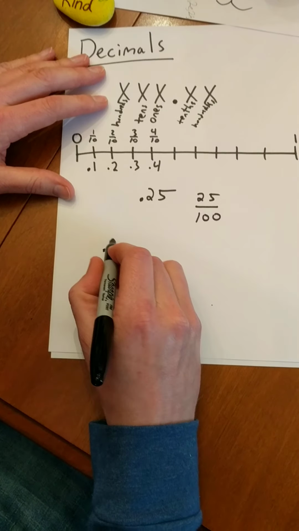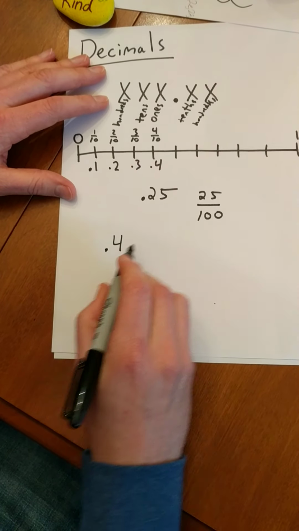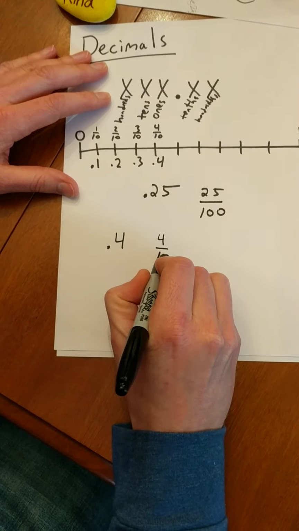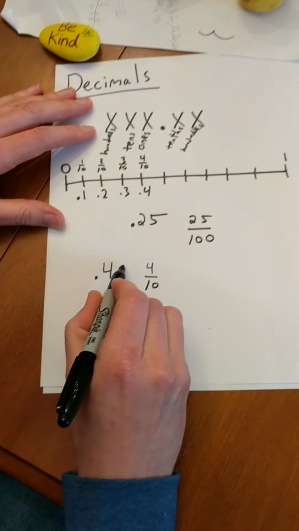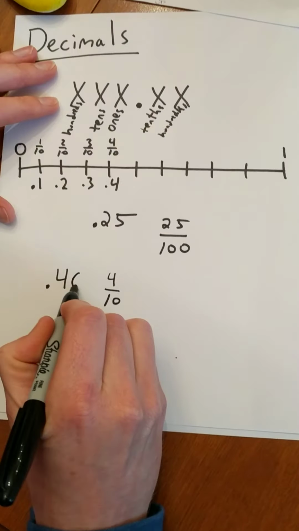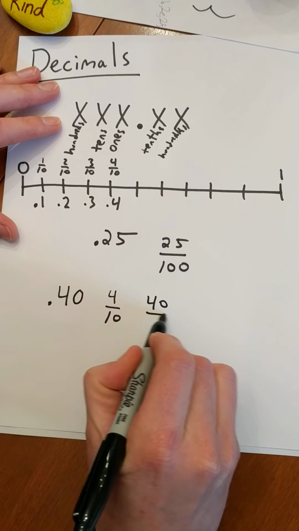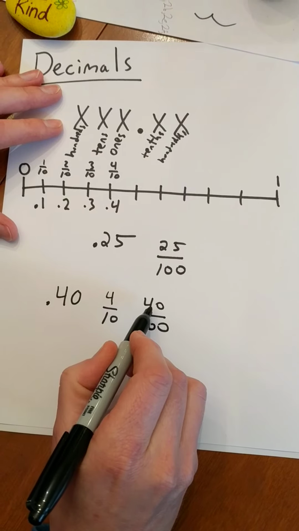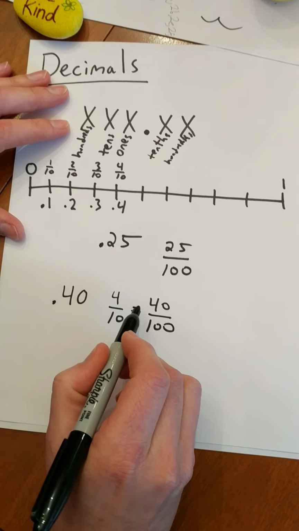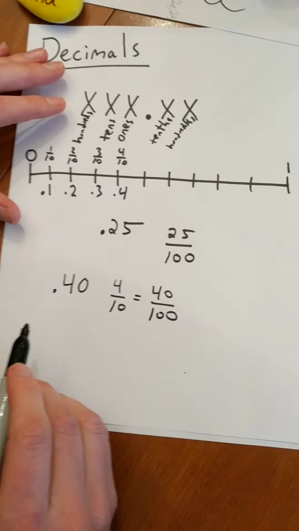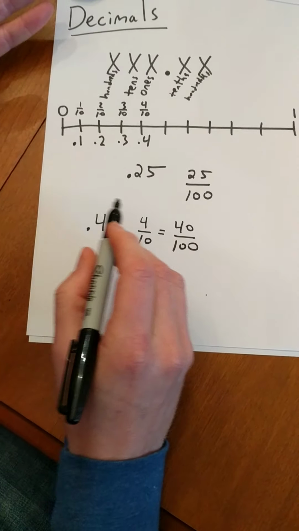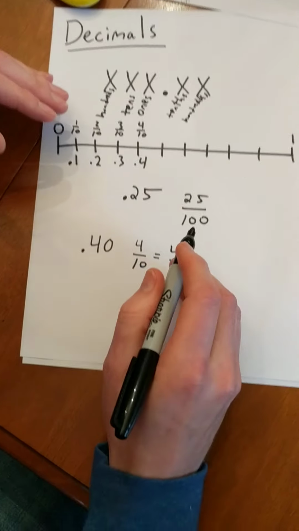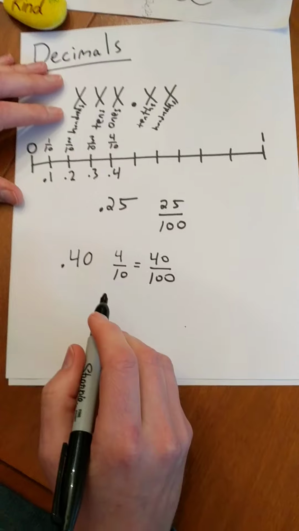If you have 0.4, you can look at that as 4 over 10. And you can always add a 0, which would make it 40 over 100. And we know that 4/10 is equivalent to 40 over 100. So if we give you a fraction out of 10, you know how to write it as a decimal. If we give you a fraction out of 100, you know how to write that as a decimal.